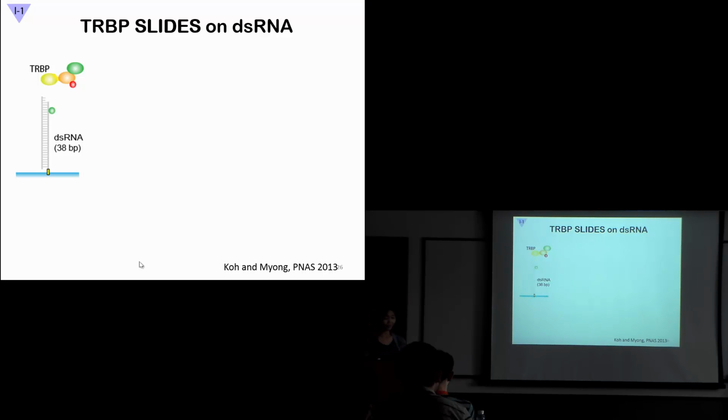Does it do anything? So in this case, we labeled the protein with the red dye and labeled the double-stranded RNA with the green dye. So our expectation was that we'll see FRET. Yes, as simple as that. And if you look into TRBP, it has 3 double-stranded RNA binding domains, so it looks like it's destined to bind to double-stranded RNA.